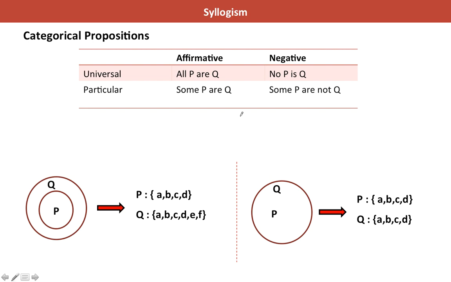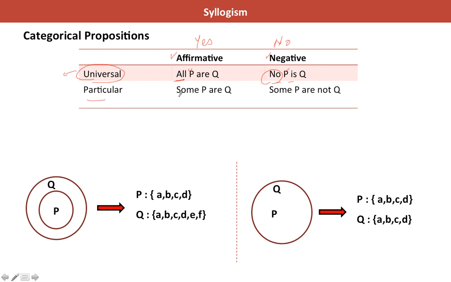Let's discuss categorical propositions. Now, either we'll have an affirmative or a negative proposition. Affirmative means a sure yes, and negative means a sure no. Now, what is universal? Universal is something which applies to everybody. So I'll have the quantifier as all here. All P are Q. This is affirmative. And no P is Q. It is a negative, but no means that not a single P is Q. So that is why it is universal. It applies to all P. And here also it applies to all P.